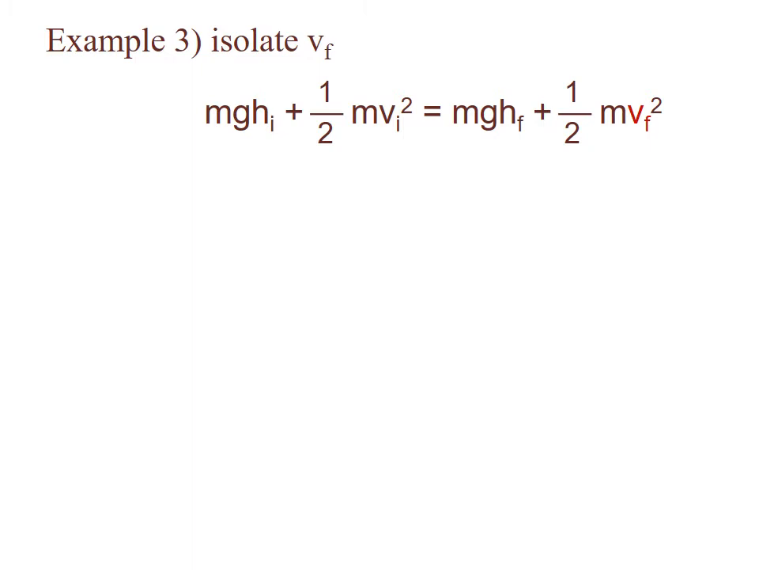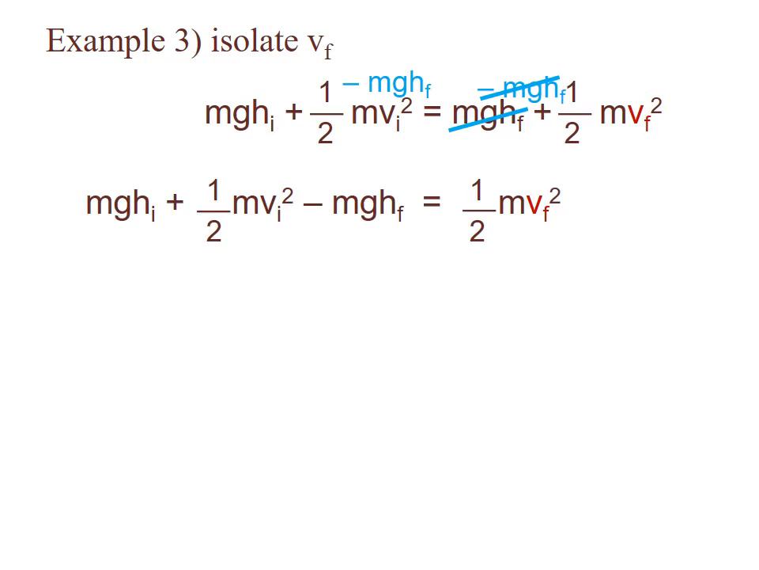Example 3, I want to isolate vf. Again, I want to make sure that I start with what's furthest away from vf. So vf is here. Way over here, I have mghf, which is adding to the half m vf squared. So I'm going to then subtract mghf from both sides. So mghf subtract mghf means that those two will cancel out. I now have half mvf squared on the right-hand side.